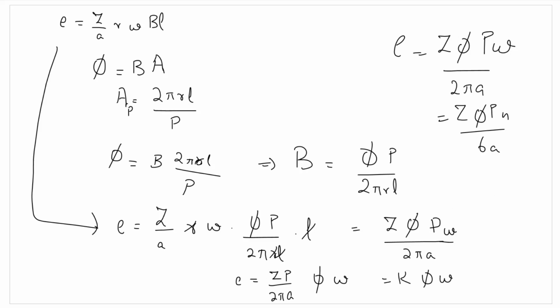There are two important issues in case of DC machines. They are the issue of armature reaction and the issue of commutation. We'll be discussing those in the next session.